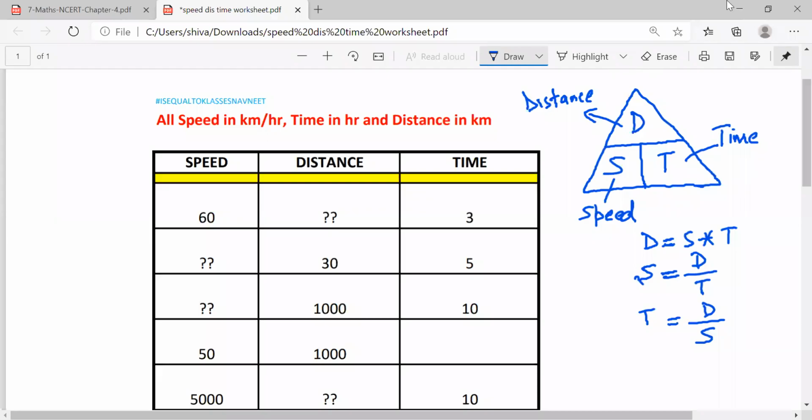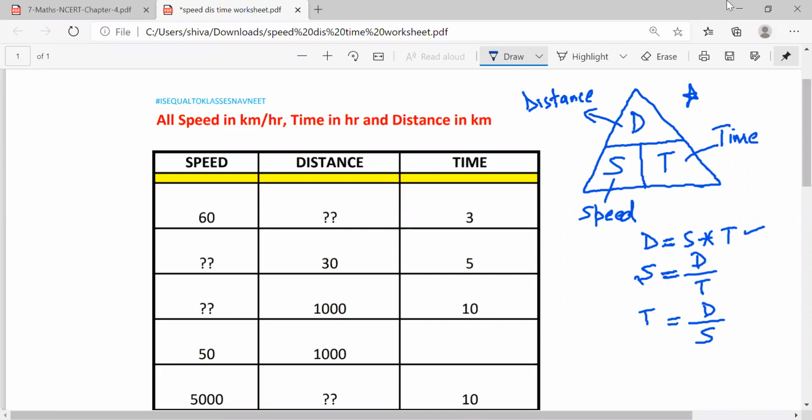So Mr. Sarthak, this is our magic triangle for the basic speed, distance, time questions. So distance is equal to speed into time. Speed is equal to distance upon time. And time is equal to distance upon speed.